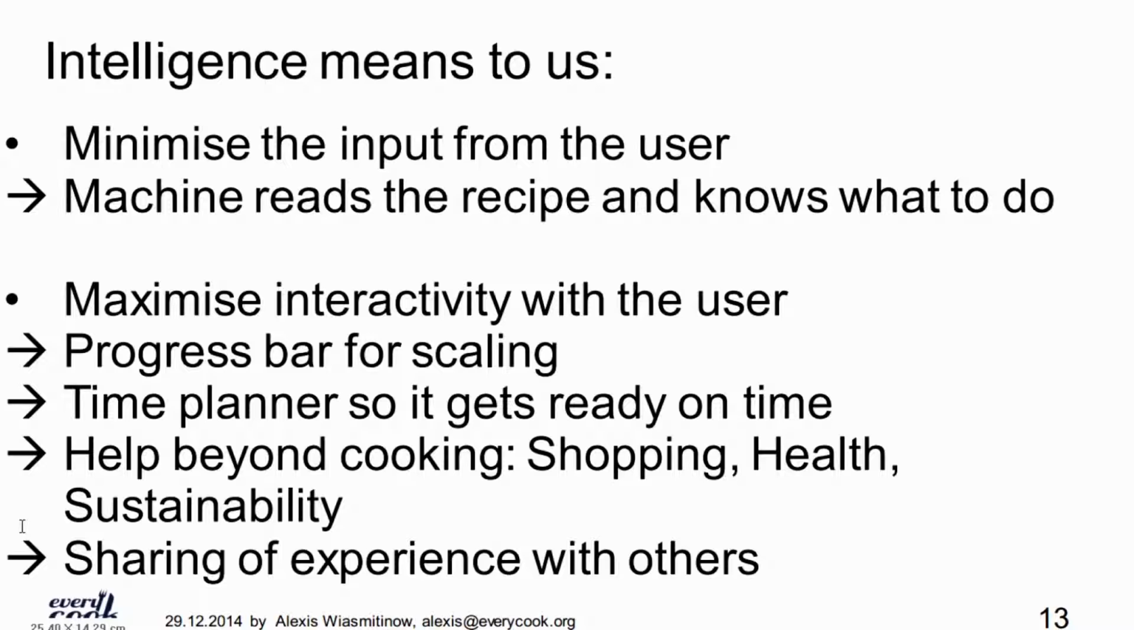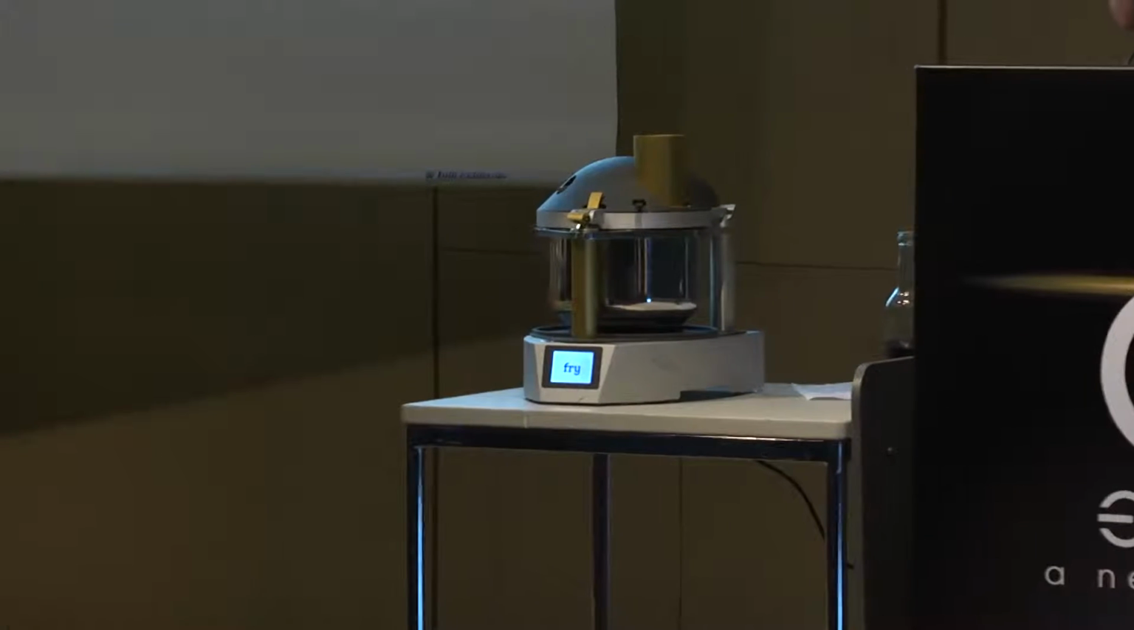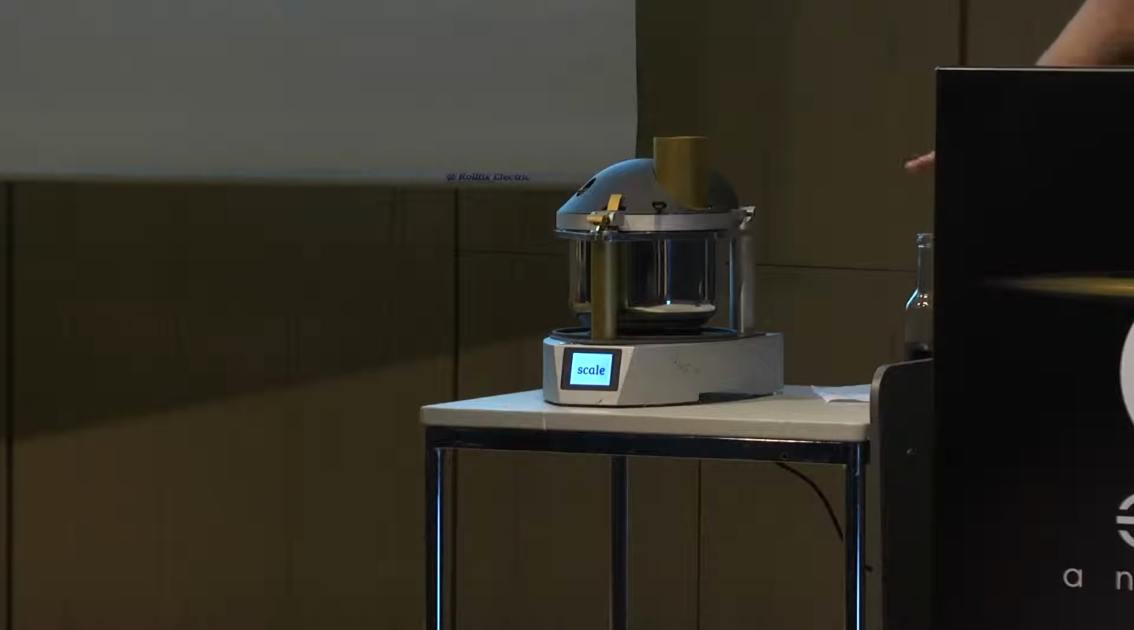And the interactivity, we want to maximize it through, for example, a progress bar for scaling. So you tell us 3 people are eating, we calculate how many servings, how many of each ingredient you need, and we will show you on the touch screen a progress bar, add some rice and stop, that's enough, because we have the scale inside.